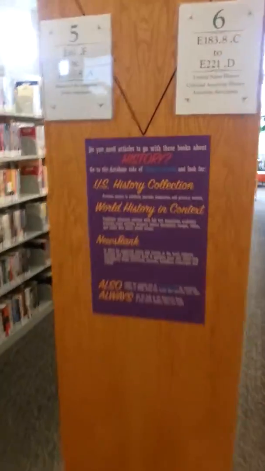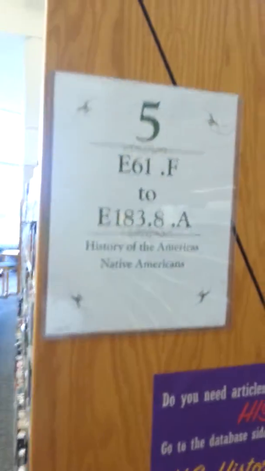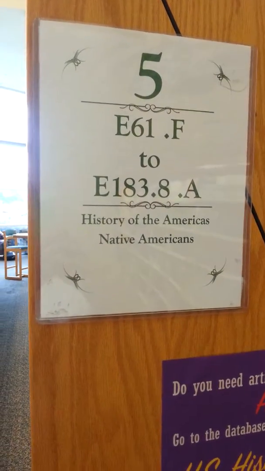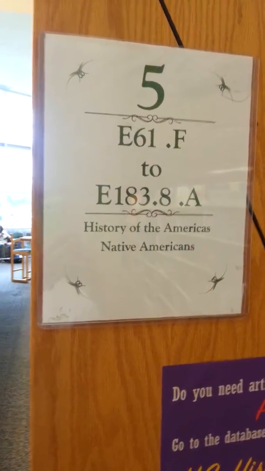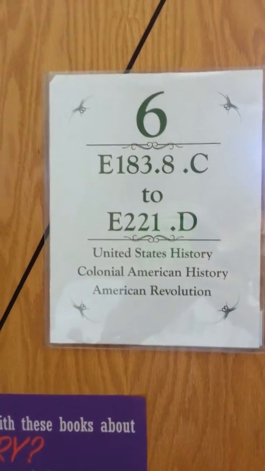So you're going to look for books, and we have some guides here. We use the Library of Congress here, and so if you look in this section, E61.F starts here, History of the Americas, Native Americans. Look under this guide, it says United States History, Colonial American History, American Revolution.